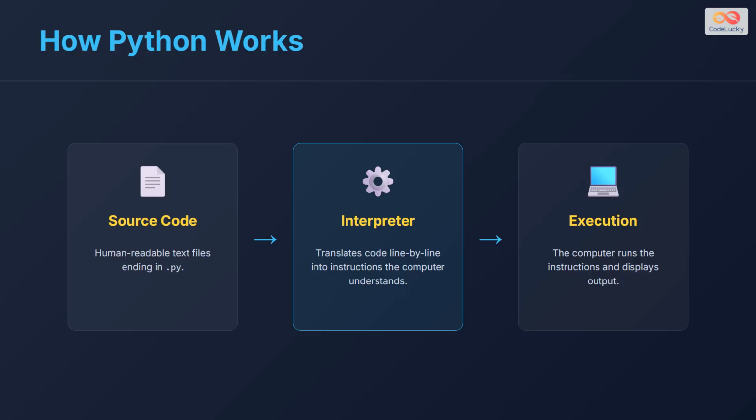First, let's understand what happens under the hood. Python is an interpreted language. You write human-readable source code in a file ending with .py. The Python interpreter then translates this code line by line into instructions your computer can execute. This happens instantly, which is why Python is so popular for rapid development.